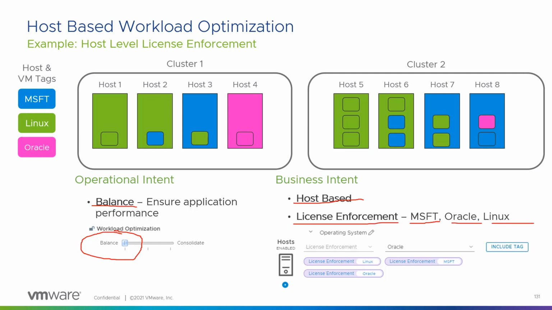Then I just need to go up and start tagging my hosts as Linux, Microsoft, etc. And then tag the VMs. Here's a Linux VM, here's an Oracle VM, here's a Microsoft VM, etc. And once that's all done, I hit go on vRealize Operations, and it's going to take over and start making these changes for me.